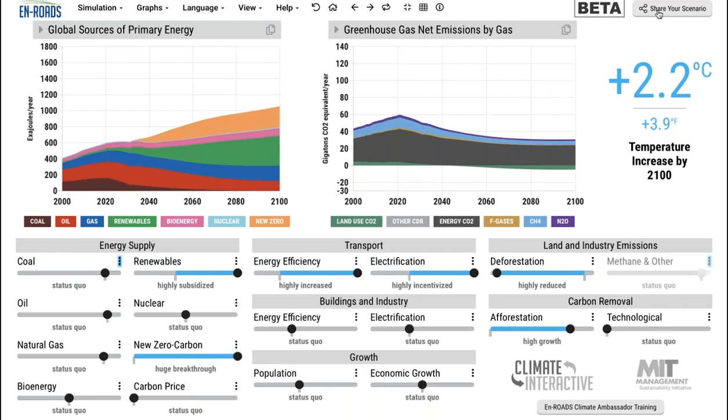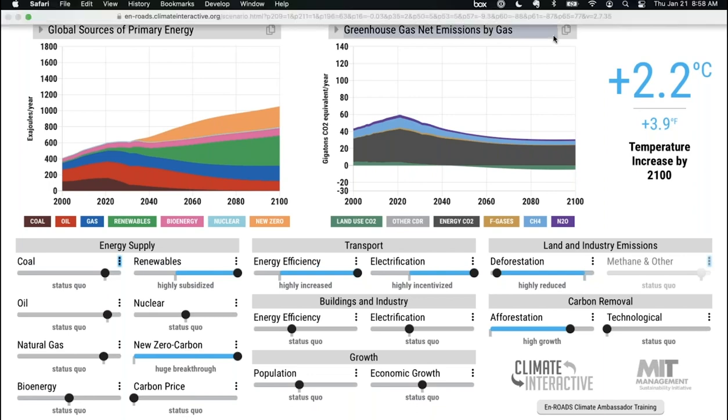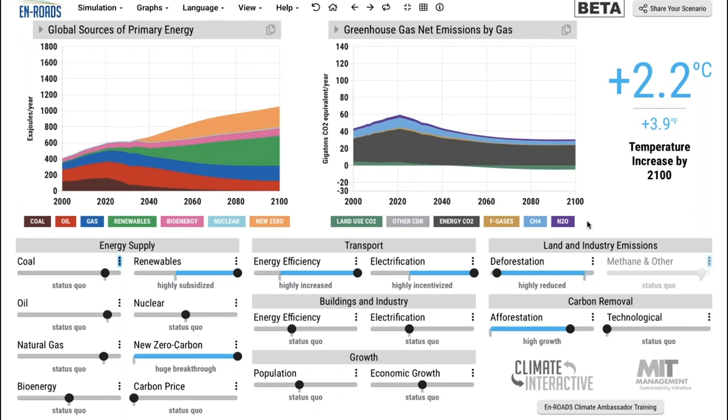The way I can do that is I'm going to click on this button up here, share your scenario. In this case, I'll just copy the scenario link and paste it into the chat. So all of you will be able to click on that link that I just posted, and you will be able to see our scenario. Open that scenario in your browser and adjust the sliders and figure out how to get below 2 degrees. How can we get well below 2 degrees, and how can we get towards 1.5?